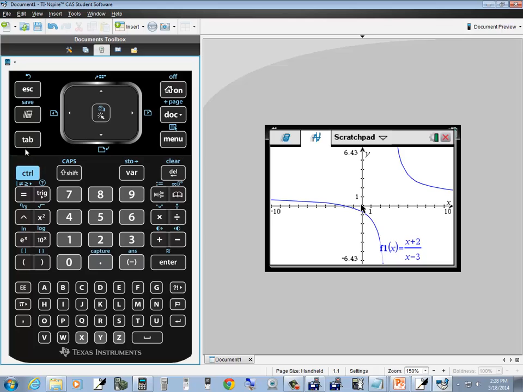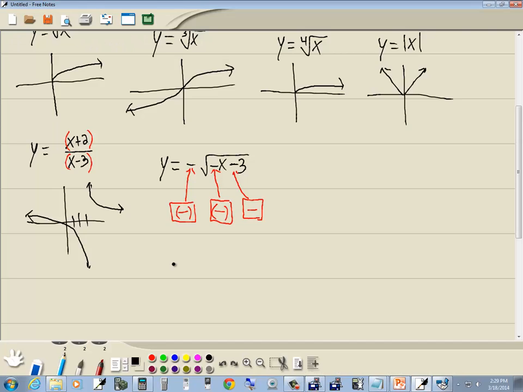So I'm going to press my tab, up arrow to F1, and then I'll do control delete, put in my negative. Now my square root, so I'm going to do control x squared, and then I'll put a negative x minus 3, and I'll do a right arrow key to get out of the square root, and then I press enter. And that's our graph.